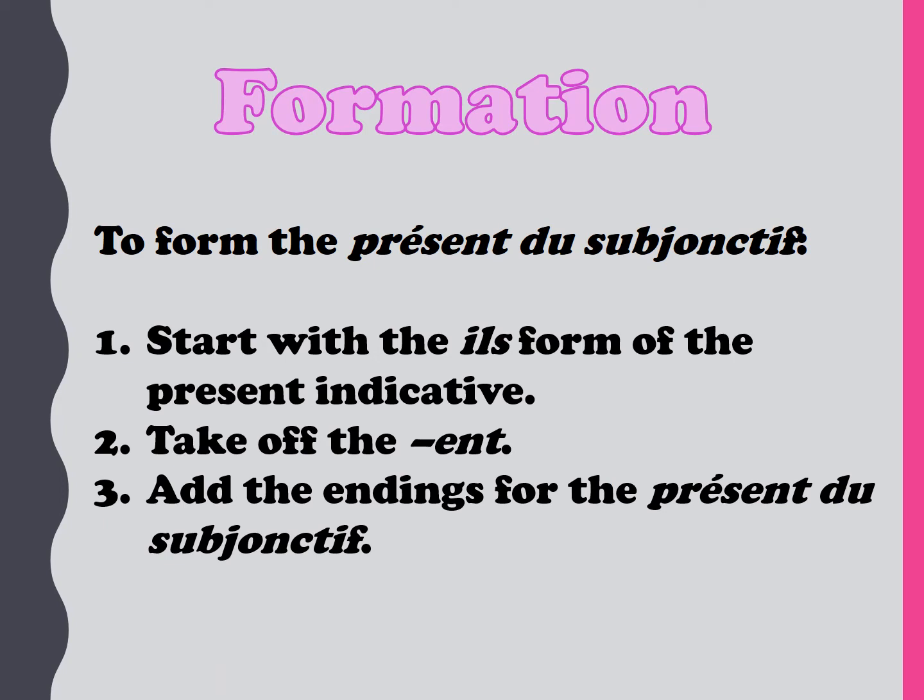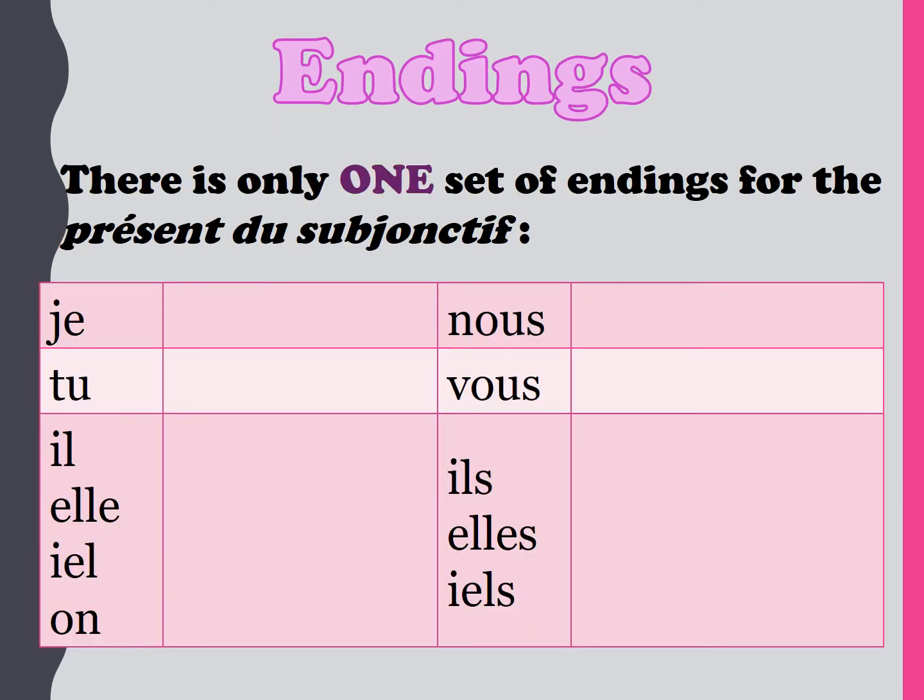And then you're going to add the endings. The présent du subjonctif has its own endings. There's only one set of endings for the présent du subjonctif. So it's easy, you're only dealing with one set of endings. Je is E, tu is ES, il, elle, on is E, nous is IONS, vous is IEZ, and ils, elles is ENT.